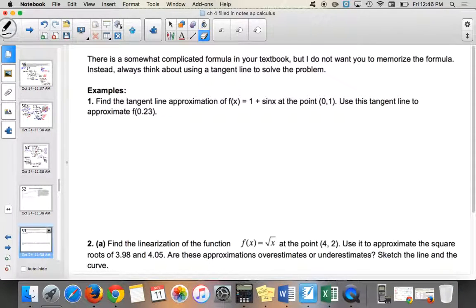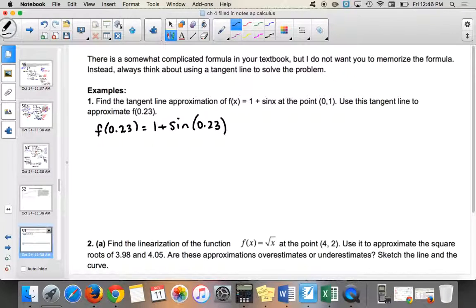Number 1 says find the tangent line approximation of f of x equals 1 plus sine of x at the point (0, 1). Use this tangent line to approximate f of 0.23. Before I even start, think about what f of 0.23 is. It would be plugging 0.23 into 1 plus sine of x. Does anybody know how to find sine of 0.23 in their head? I don't think it's possible. There actually is something later in Calc 2 that allows you to find things like that, with factorials. Don't you love factorials? How math is all intertwined. Love it. We don't want to find that by hand.